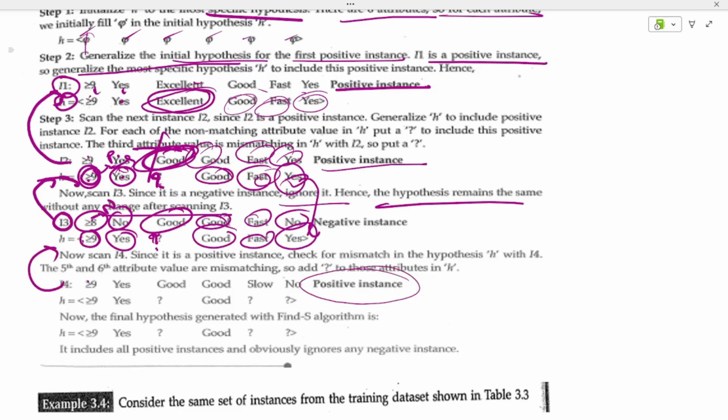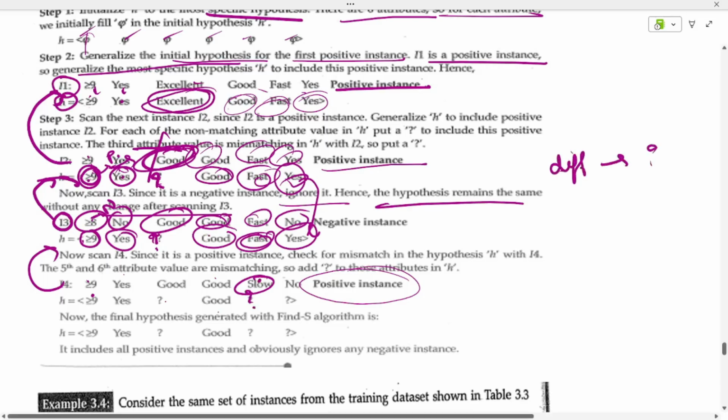See, same value, greater than 9, yes, yes, yes only, question mark, good, good, good, and here it is fast, here it is slow. So fast also it can take, slow also it can take, so you will replace with this. If it is a different value, replace it with question mark; same value, replace with that value only. Okay, next here it is yes and here it is no, it should take both the values, so you should replace with question mark.